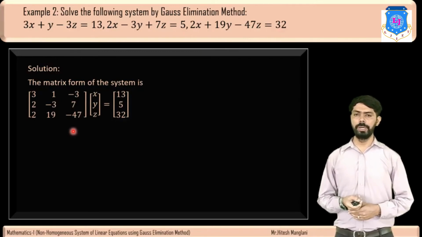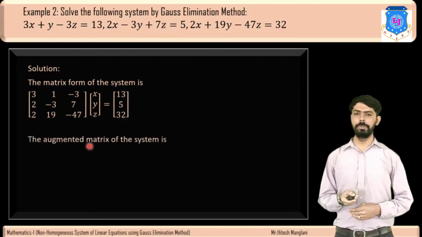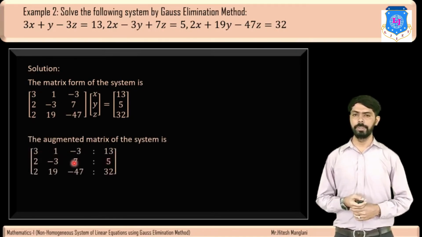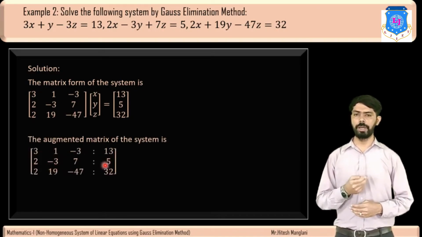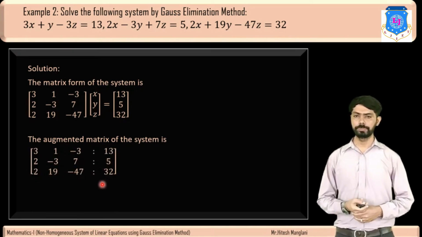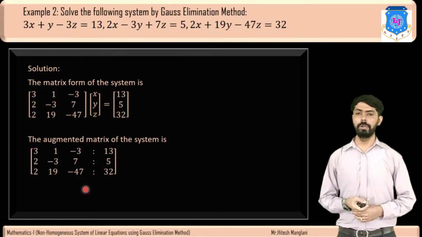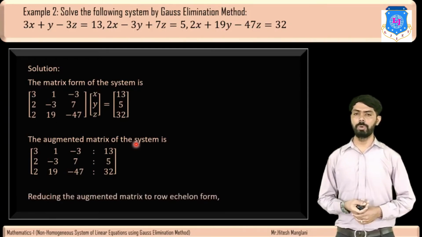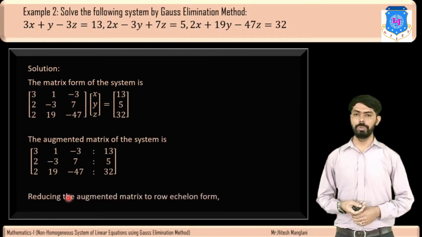Now we will write down the augmented matrix. So the augmented matrix of the system is [3, 1, -3, 13; 2, -3, 7, 5; 2, 19, -47, 32]. So this is the augmented matrix. Now we will convert the augmented matrix into row echelon form, because here we are using the Gauss elimination method.